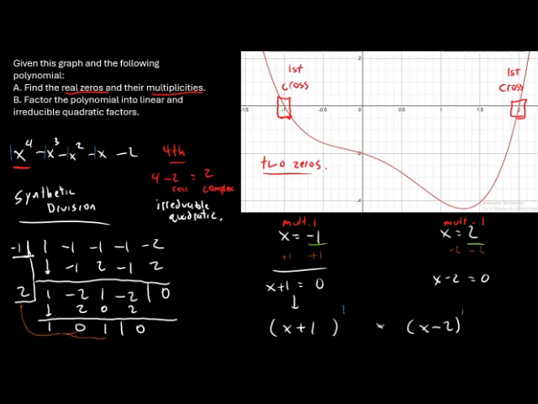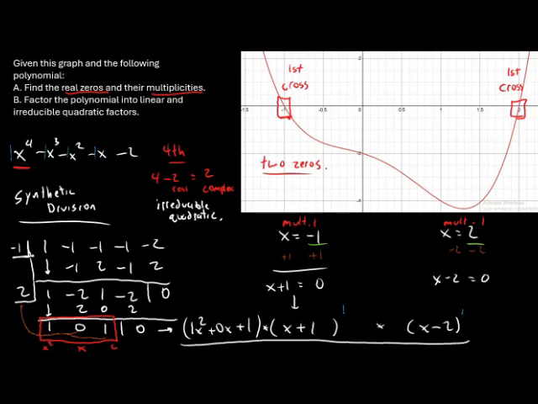To find our irreducible quadratic, let's look at what's left over, that 1, 0, 1. Our final 1 will be our constant term for our irreducible quadratic. The 0 will be the coefficient in front of x, and then the 1 on the left will be our coefficient in front of x squared. This means our irreducible quadratic will be 1x squared plus 0x plus 1. And this means our polynomial can be rewritten as 1x squared plus 0 plus 1 for our irreducible quadratic, multiplied by x plus 1 times x minus 2, which were from our real zeros.